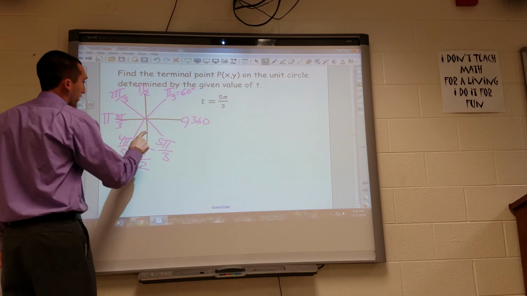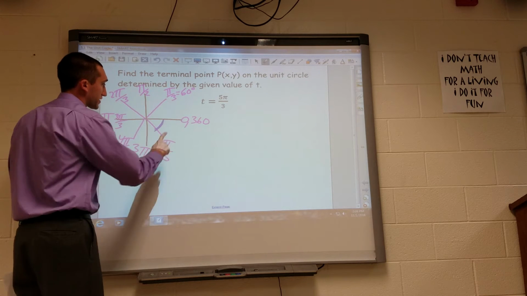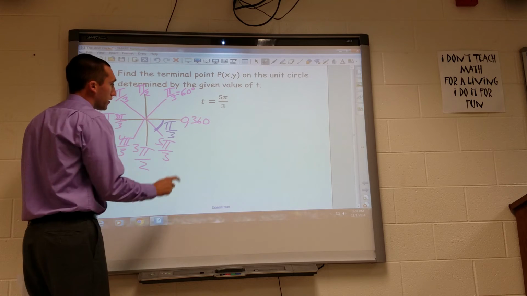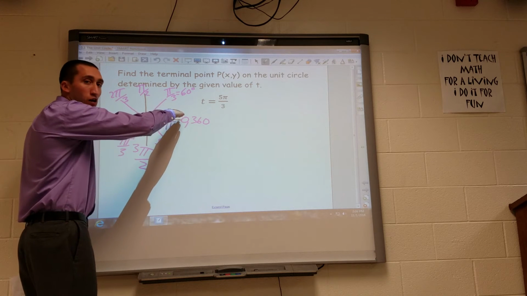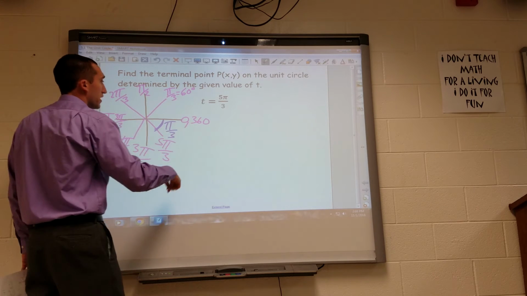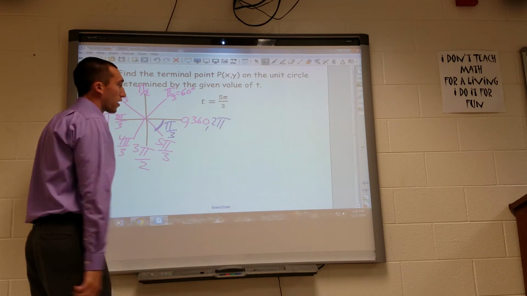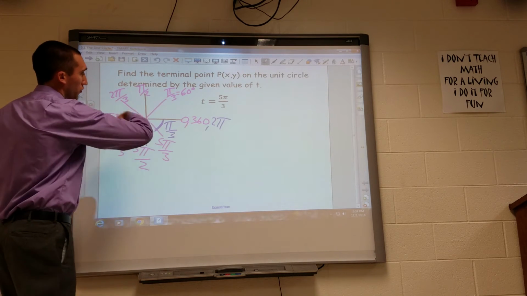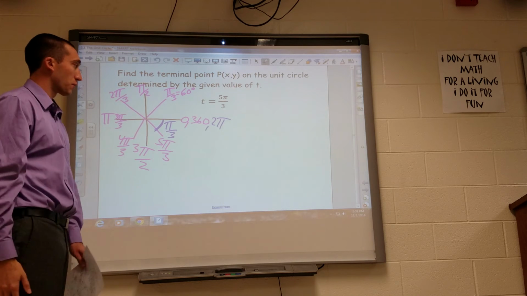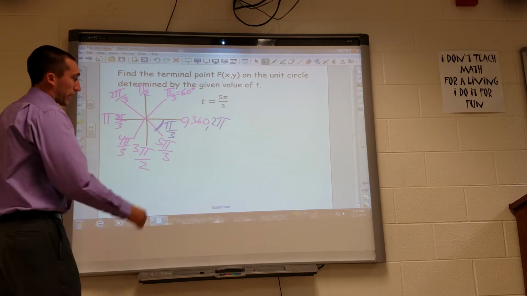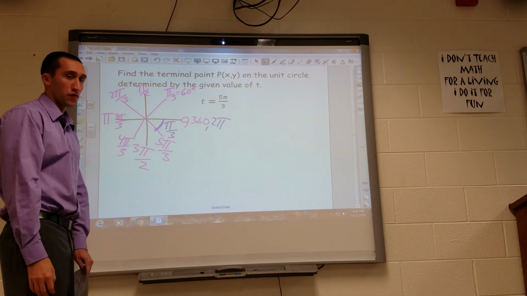My reference angle, how far away from the x-axis? Well, I'm pi over 3 away, right? Because if I went one more pi over 3, I would have 6 pi over 3, or 2 pi, which also represents one whole circle. And this should all be stuff that we've learned before. So I can see that my reference angle is pi over 3.